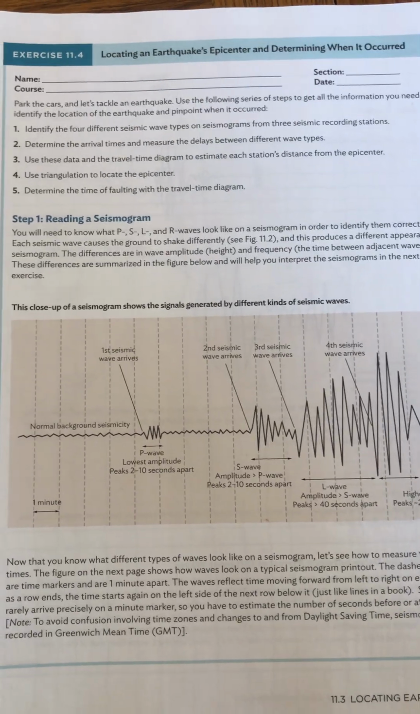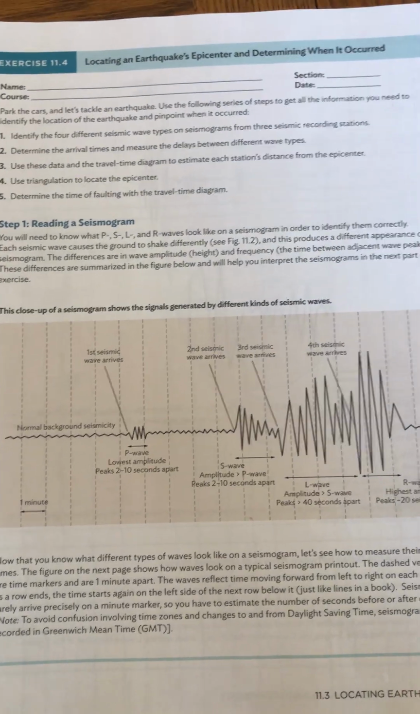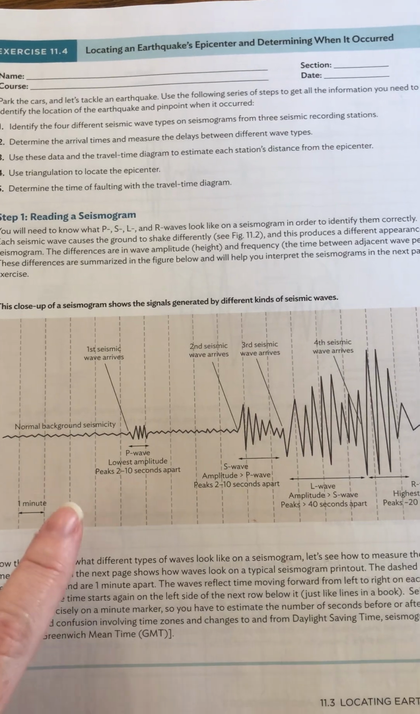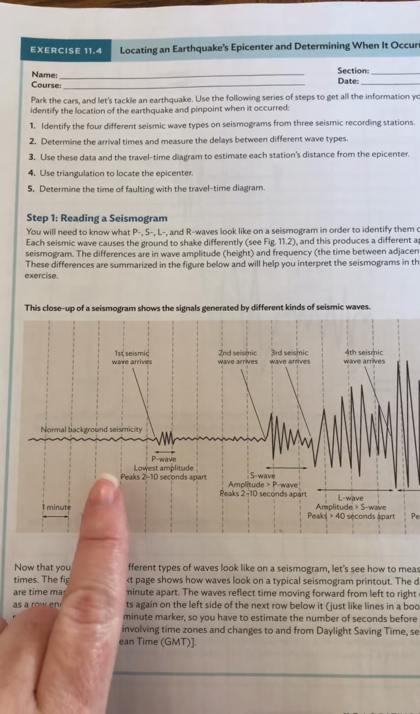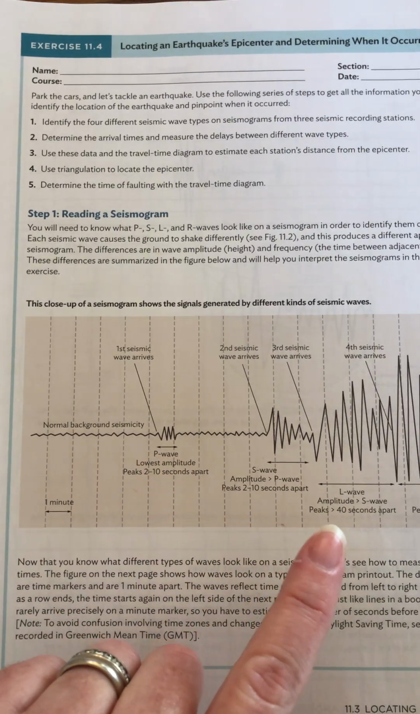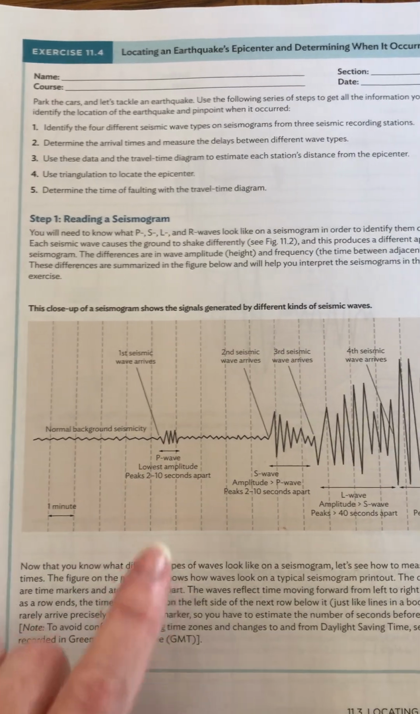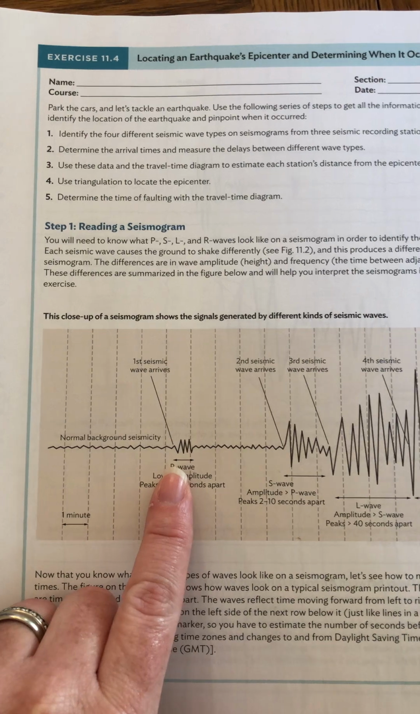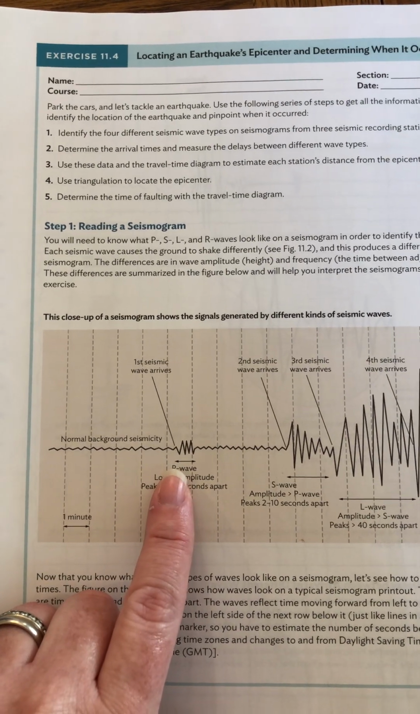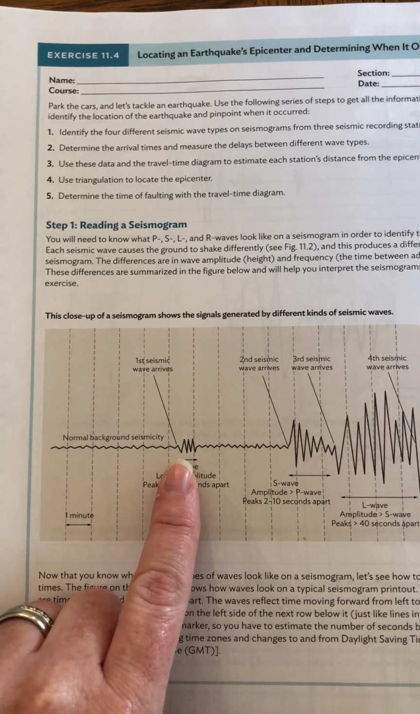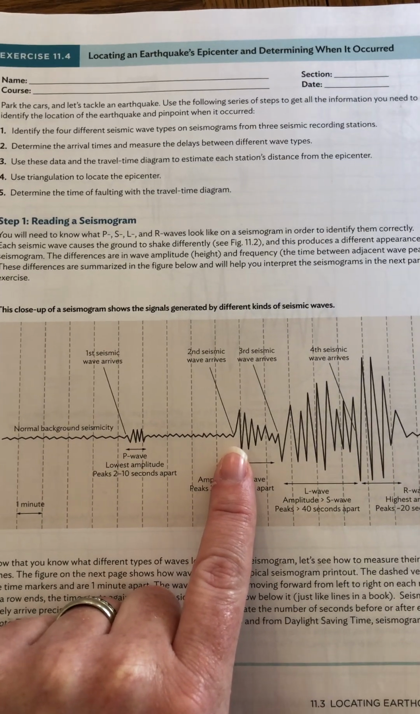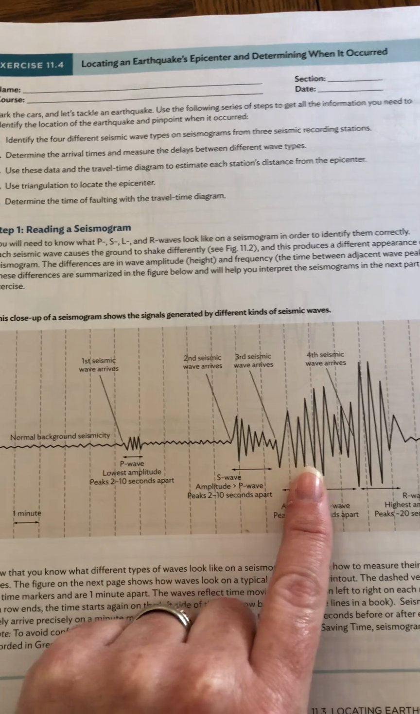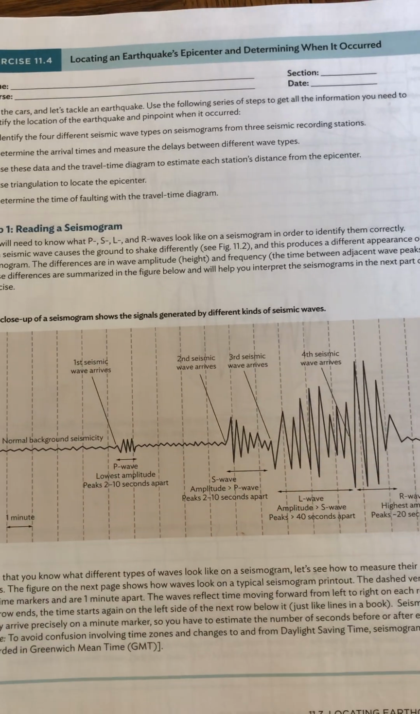For exercise 11.4, we are looking at an example of a seismogram printout from an earthquake. And we have these squiggly lines that are printed out on graph paper. We have the arrival of the P wave first, then the S wave, and then the surface waves, the L and the R waves, follow.